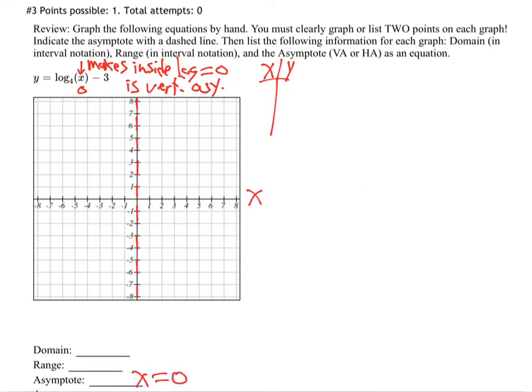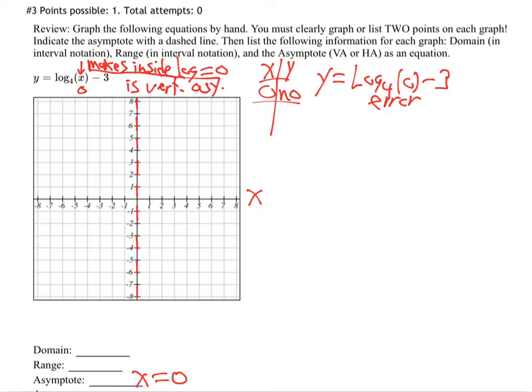It's whatever makes the inside of a log 0, because you can try it in your calculator. Log of 0 is not going to work. Here, I'll write it here for us. 0, y equals log base 4 of 0 minus 3. If you do that in your calculator, give it a try. It'll give you error. Log of 0 is an error. So that's the vertical asymptote. Then we go up from there.